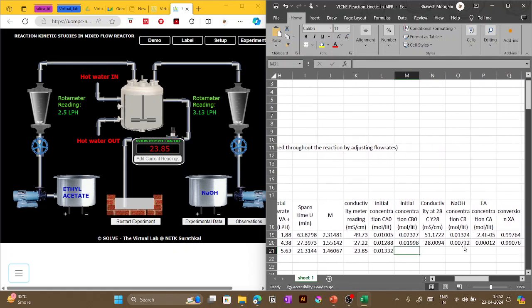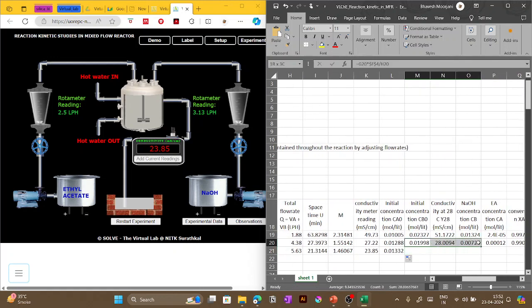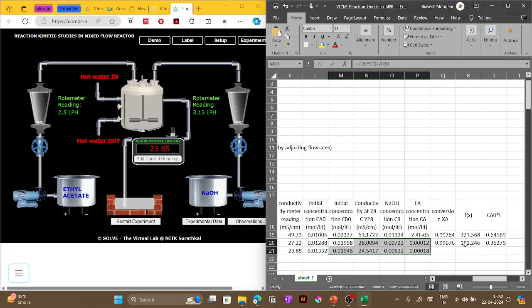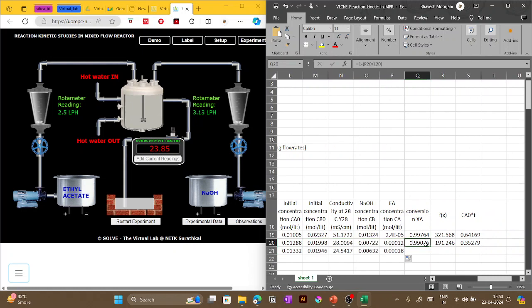Find out the conversion as well as fx versus ct.